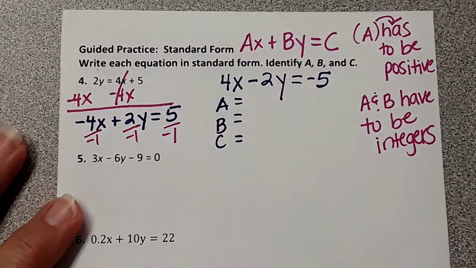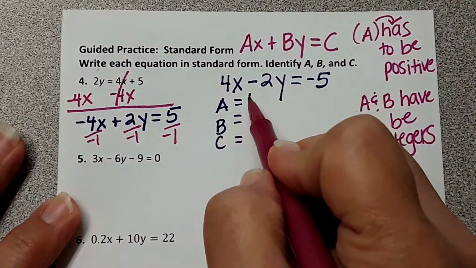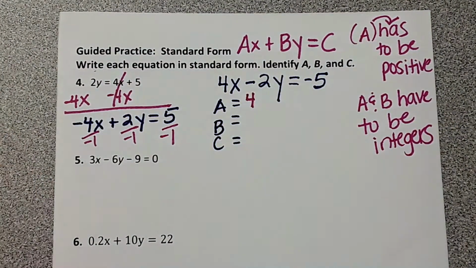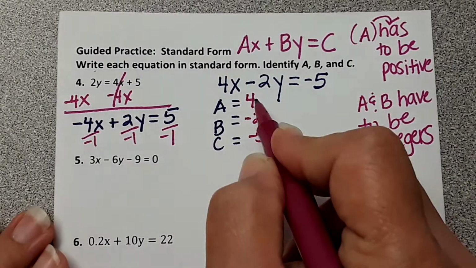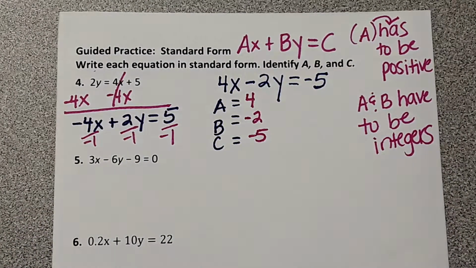Now, what is A? When you write A, you don't need the X, okay? What is B? -2. And what is C? You guys, your A should never be a fraction, and it should always be positive. B can be a positive or a negative. If we've done it correctly, you will never have a fraction. C could be a fraction, but A and B will never be a fraction.